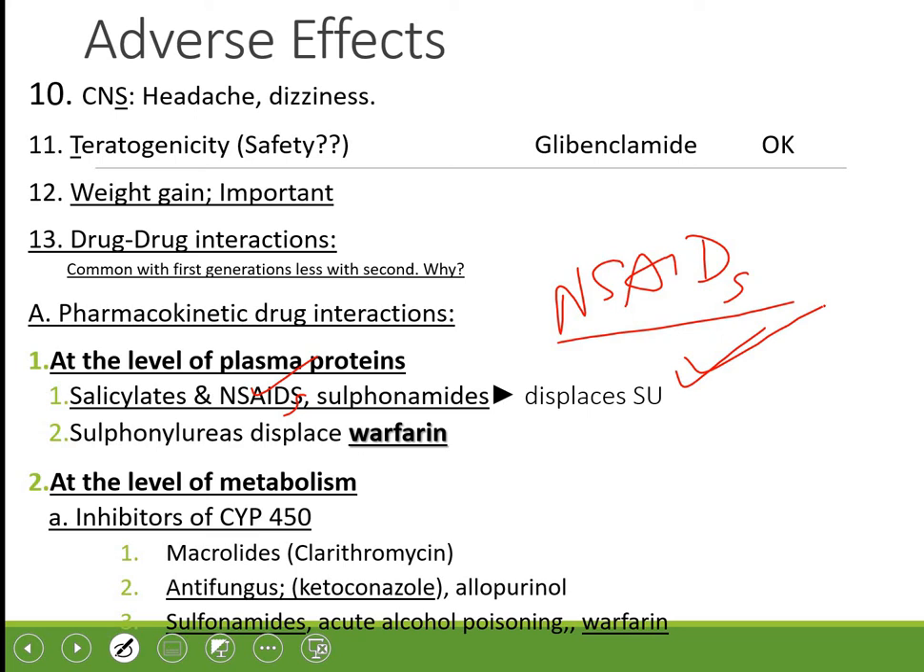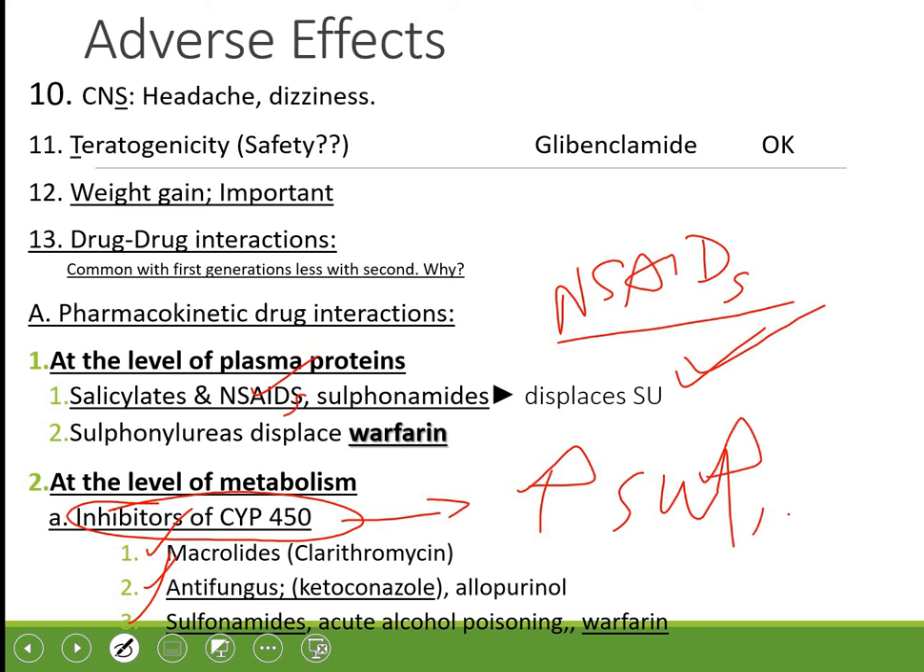So metabolism may be affected, and in case of metabolism, the enzymes may be inhibited. Inhibited means the drug will not be properly metabolized. So these drugs inhibit these enzymes, and consequently the sulfonylurea level in the blood will be increased, and this will produce a risk of hypoglycemia as well.